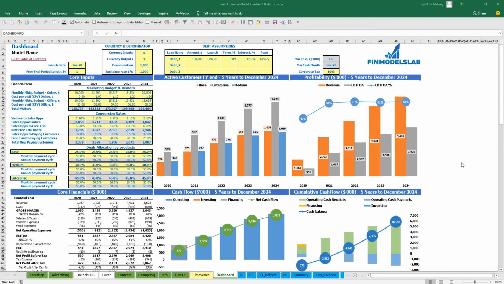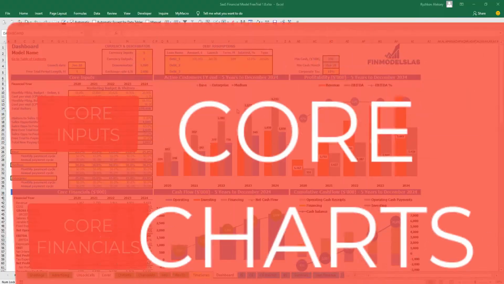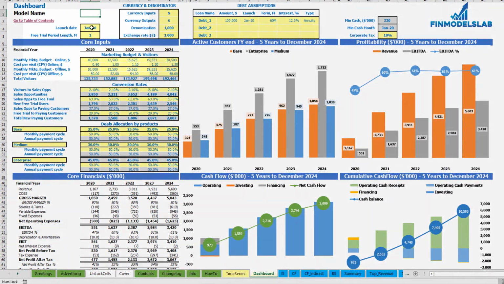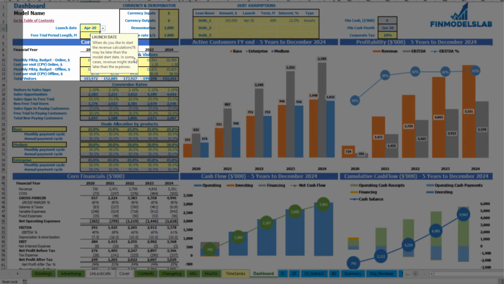On the Dashboard tab, you can input your main drivers for the model, which is the core input section, see the core financials and core charts related to the model. So let's begin the setup of the model from the launch date, which can be, for example, April. You may see the notes in each yellow cell when you select it. It will help you to understand what assumptions you are going to input here.